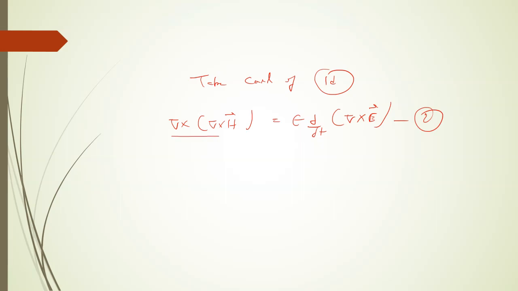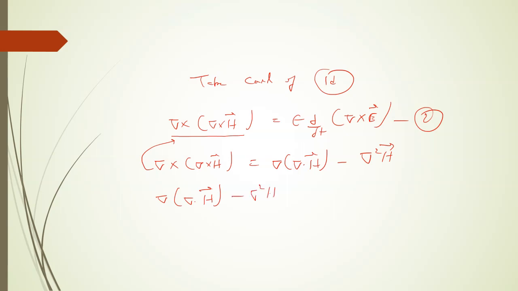Now this is a proved vector identity: del cross del cross H equals del of del dot H minus del square H. So put this result here in equation number 2. Equation 2 will become del of del dot H minus del square H equals epsilon d by dt of del cross E.